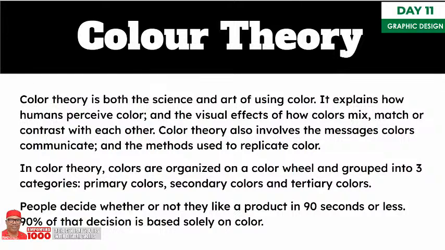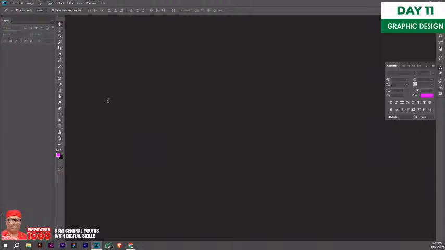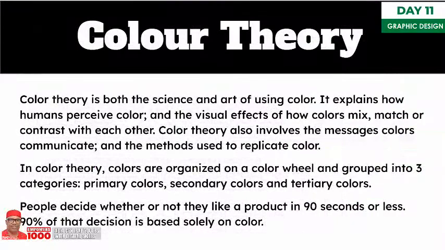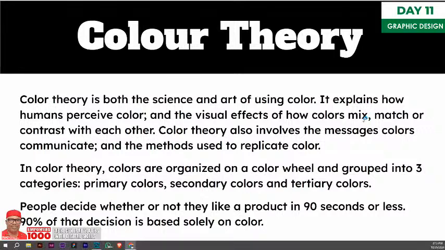In color theory, colors are organized on a color wheel and grouped into 3 categories: primary colors, secondary colors, and tertiary colors. I believe we've talked about this previously.